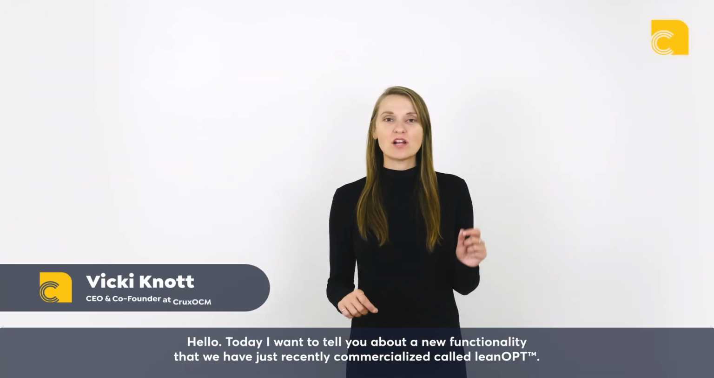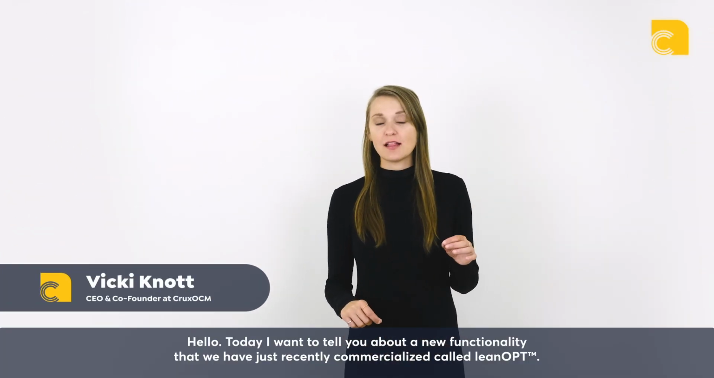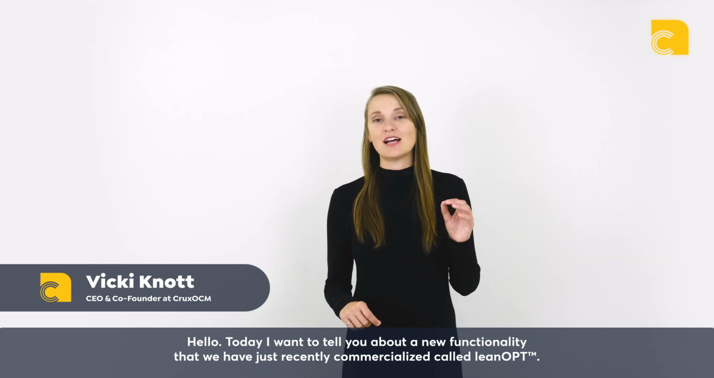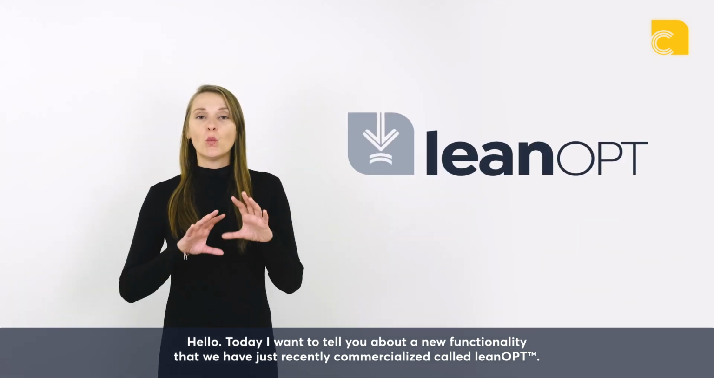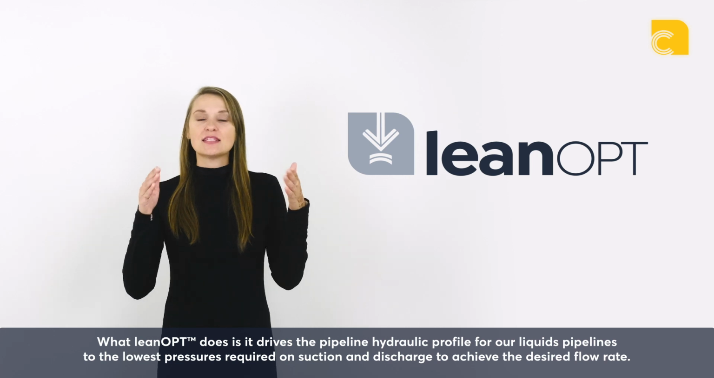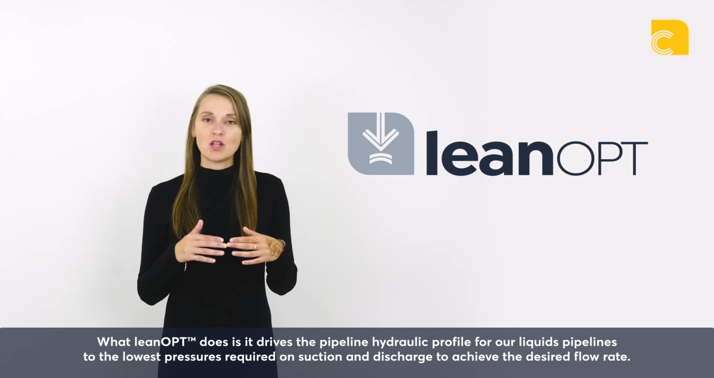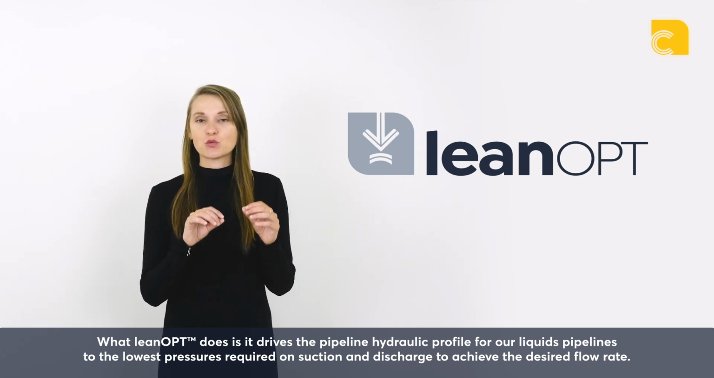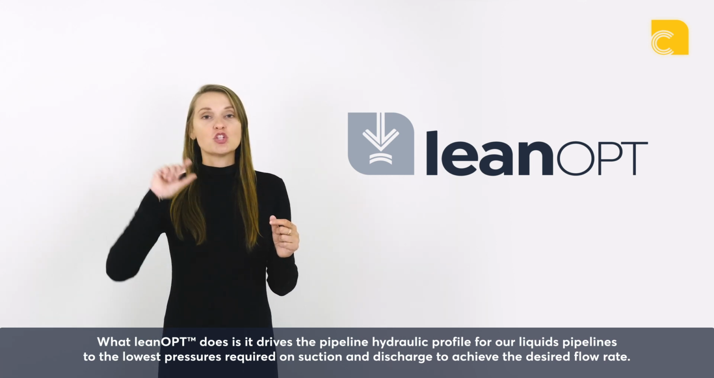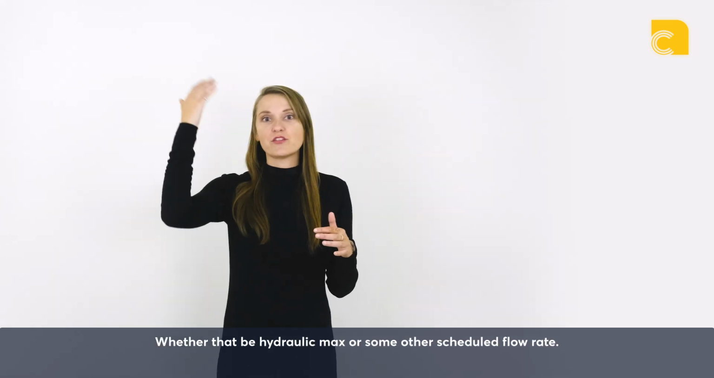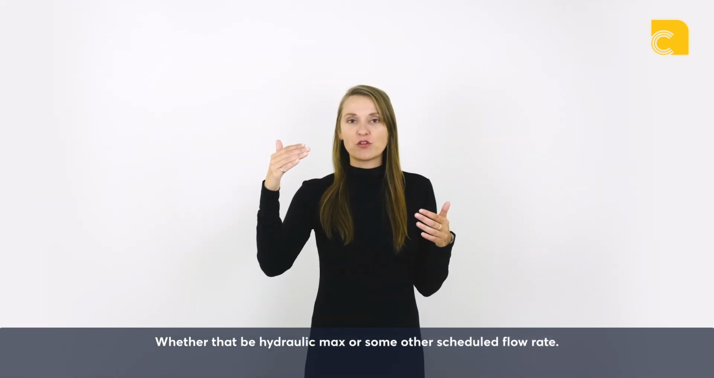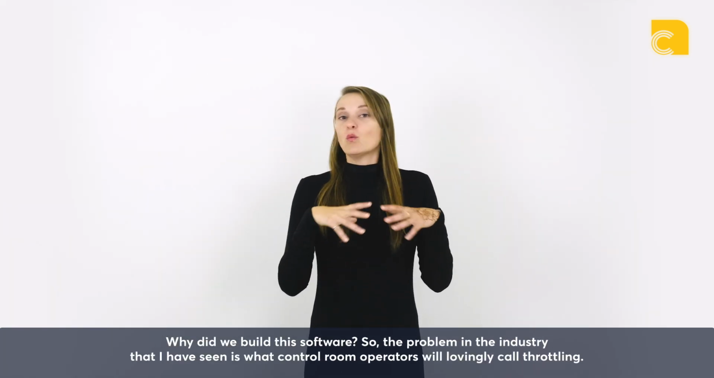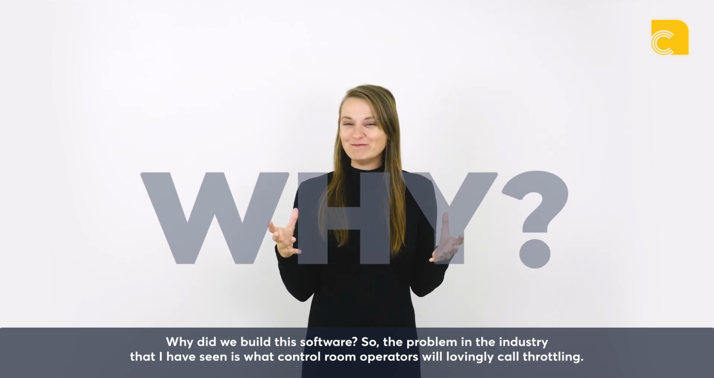Hello. Today, I want to tell you about a new functionality that we have just recently commercialized called leanOPT. What leanOPT does is it drives the pipeline hydraulic profile for a liquid pipeline to the lowest pressures required on suction and discharge to achieve the desired flow rate, whether that be hydraulic max or some other scheduled flow rate. Why did we build this software?